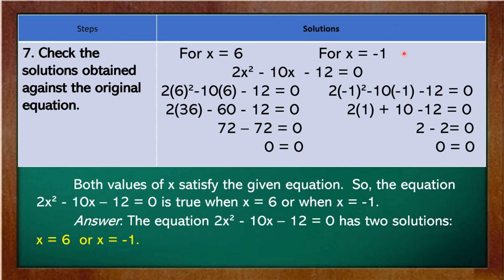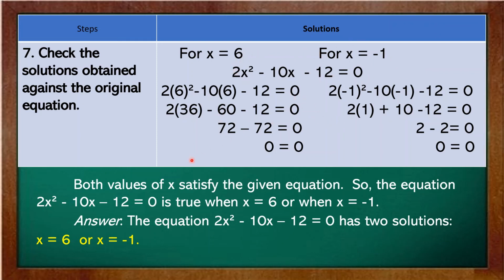Check. For x equals negative 1, we will substitute negative 1 into x. So it becomes 2 times negative 1 squared minus 10 times negative 1 minus 12 equals 0. So, negative 1 times negative 1 is positive 1. Negative 10 times negative 1 is positive 10. Minus 12 equals 0. So, 2 times 1 is 2. Then, 10 minus 12 is negative 2 equals 0. So, 0 is equal to 0. Our solution of negative 1 satisfy our original equation.